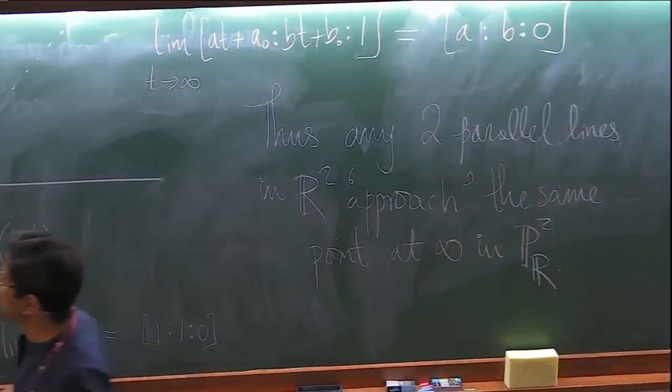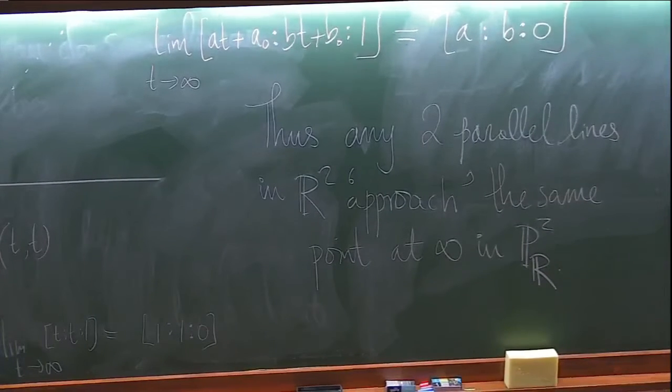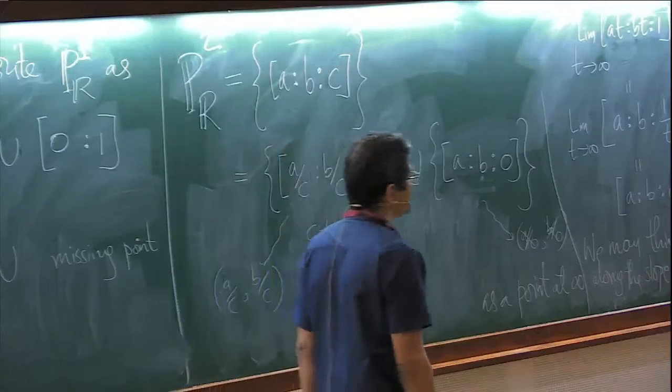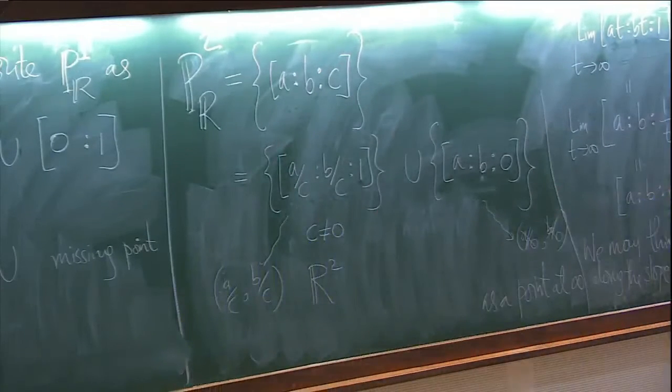These will be called the points at infinity. I have already said that here. These are my points at infinity, and these are my points of R2. So what I've done is, for every direction, I've introduced one point at infinity.